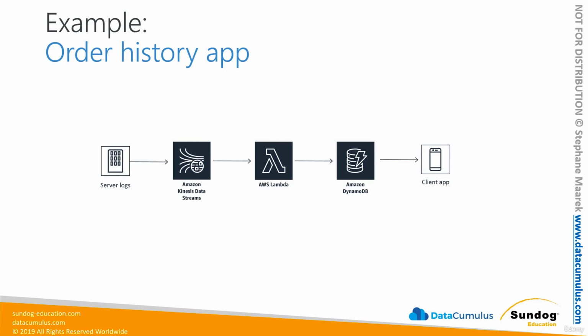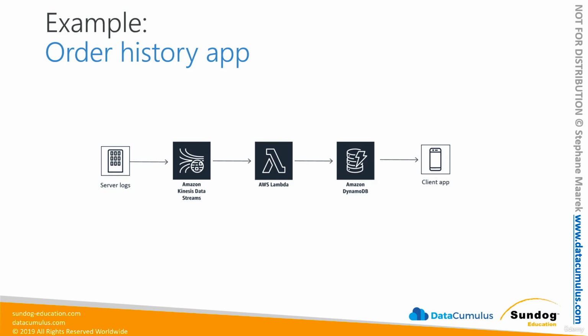Now, we don't want to have to manage EC2 servers for such a simple task as that. We can use Lambda instead. That's a much better choice. So we're going to build a Lambda function that actually sits between our data stream that's receiving server logs coming in and DynamoDB, where we want to store that data longer term.